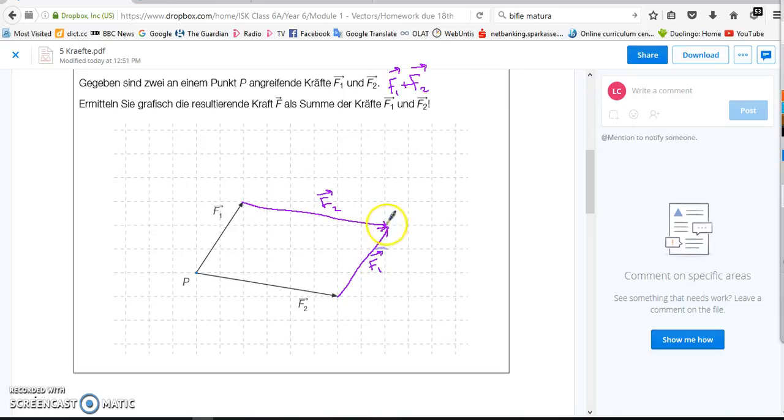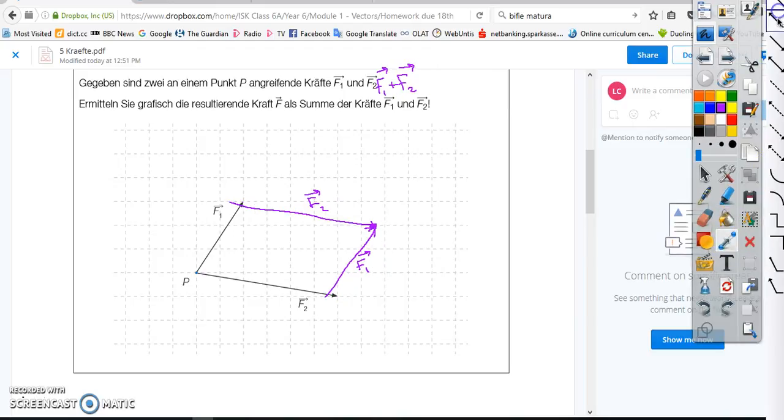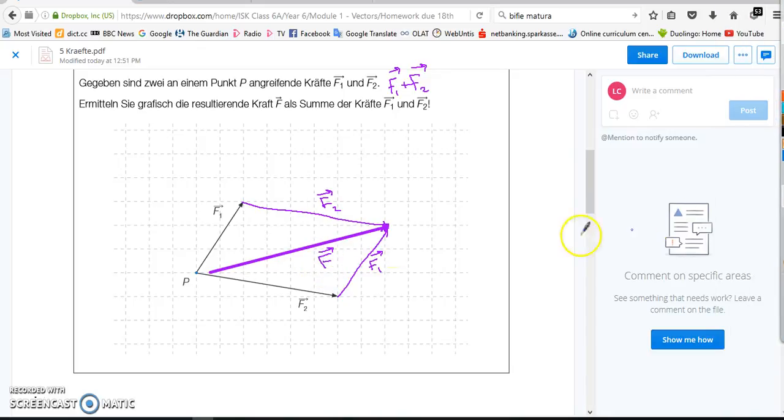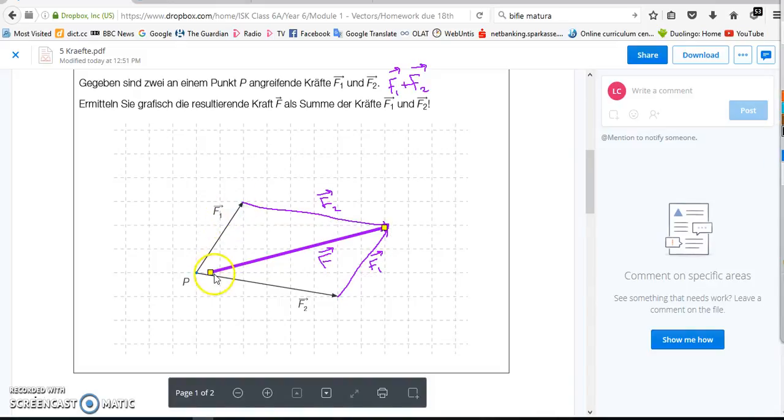F1. Either way, this is the end point of the force, and so I can do this probably better with an arrow. This arrow that I've got here is the force F. Oh, it should go all the way from P and end with an arrowhead here at that point there.